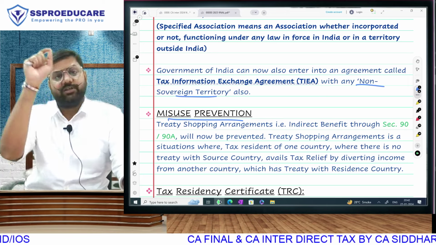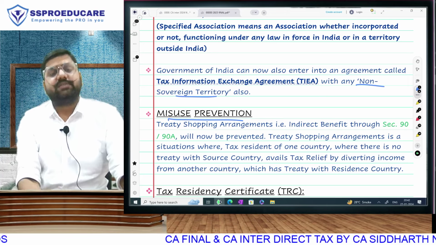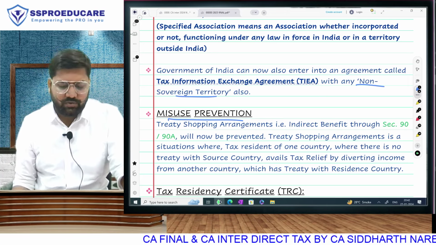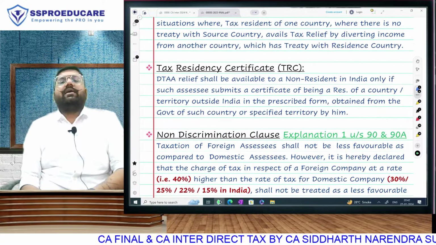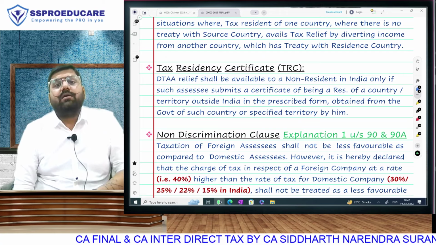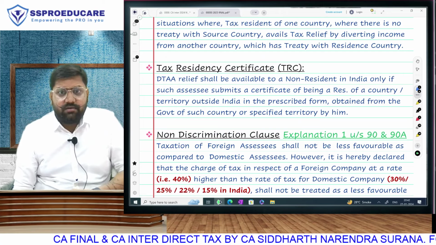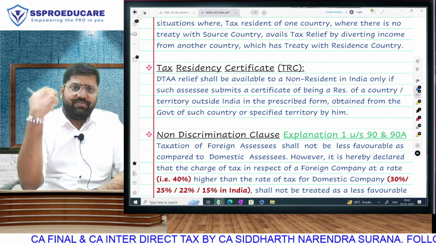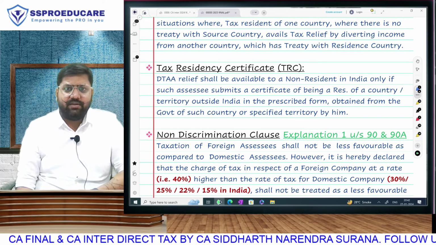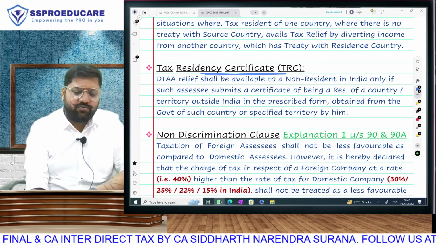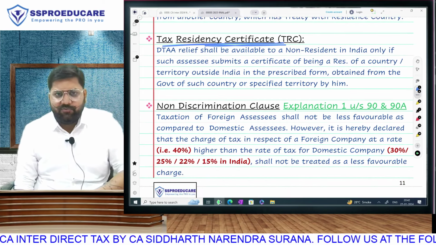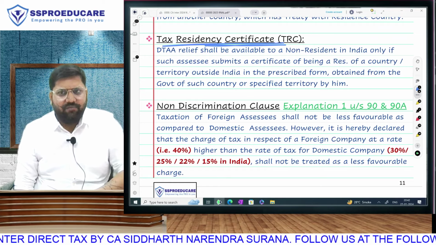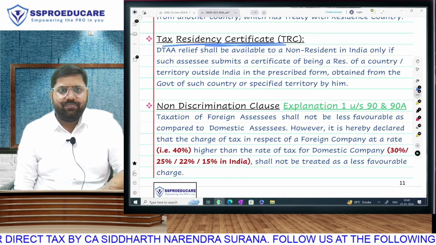Assessing officer's duty is to investigate whether the assessee genuinely belongs to one of the two countries. If you want to claim the DTAA relief under bilateral, if you are non-resident here, that means you are resident in some other country. In that country, you have paid tax and you want to get the relief here. So from that country, you will have to bring something called the tax residency certificate. Only and only if you bring the tax residency certificate, you will be eligible for DTAA relief.